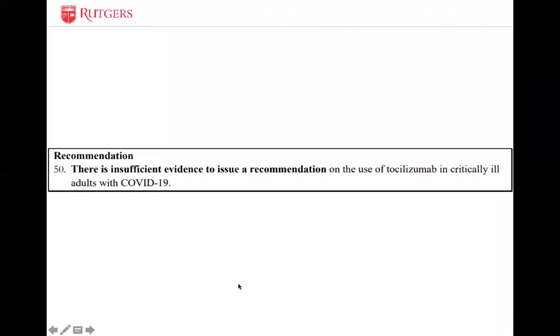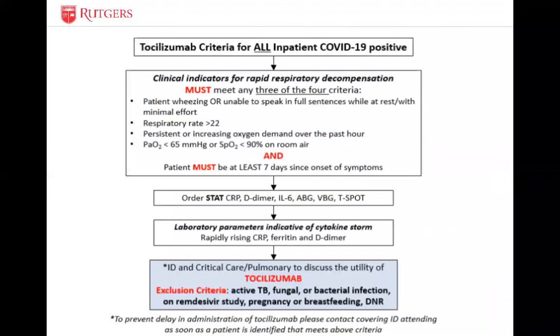Okay, as far as what SCCM recommends, at this point, even though we have medications to antagonize IL-6 production, there's insufficient evidence to issue a recommendation on tocilizumab, which is fine. We have no randomized controlled trials looking at this in COVID-19, so I think that's fine. We have been using it for our patients who we suspect are critically ill from cytokine release syndrome.